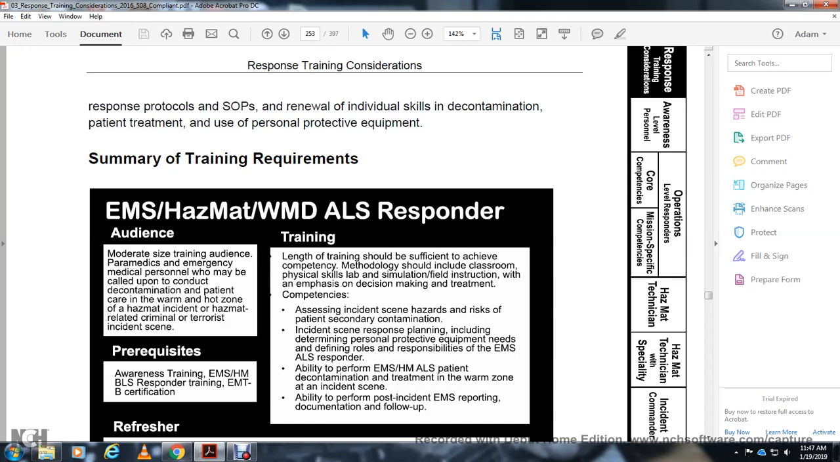Field instruction emphasizes decision-making, treatment, and competency. Assess the incident scene for risk to the patient and the area of secondary contamination. The incident scene response plan includes determining personal protective equipment and defining the roles and responsibilities of emergency management, emergency medical services, and advanced life support. Responsibilities include patient decontamination, treatment in the warm zone of the incident scene, and the ability to perform post-incident emergency medical services reporting, documentation, and follow-up.